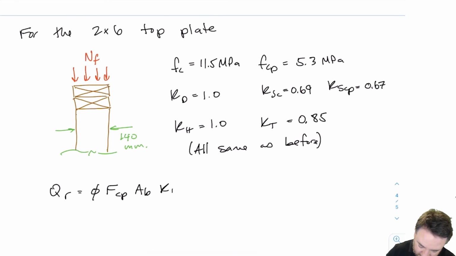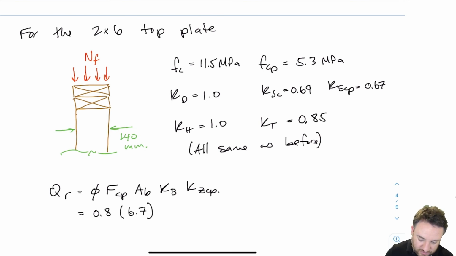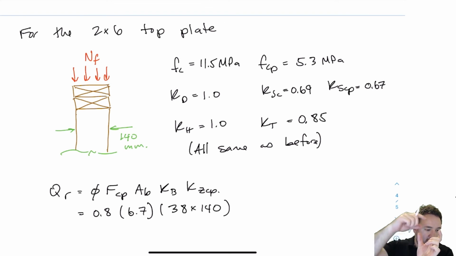AB, KB, KZCP. Okay, so we have 0.8. FCP is the same as what we had before. I didn't actually do the calculation here. It's the same calculation as we did previously. We have 38 by 140. 140 is the width of the top plate, and 38 is the thickness of the joist that's sitting on top of it. So that's the interaction surface between the two.